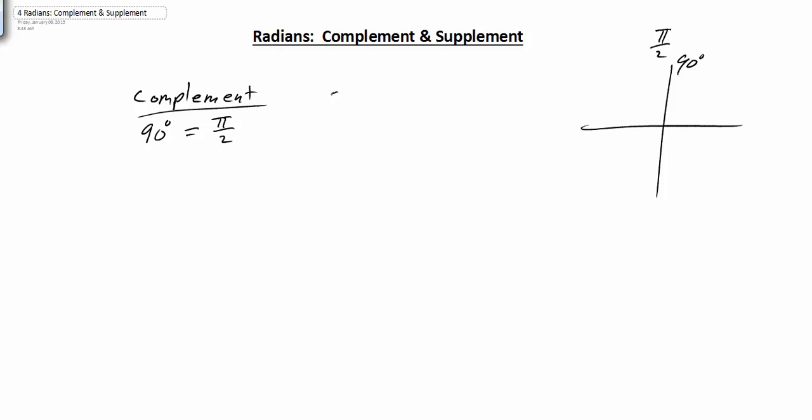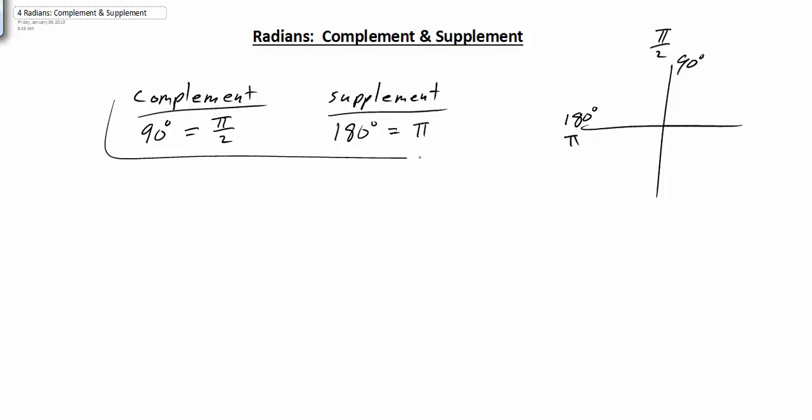And when we're looking for the supplementary angles, or the supplement, we want to know what are the two angles that add up to 180 degrees. So if 180 degrees is all the way over here, we know that's the same thing as pi in terms of radians. So we're going to do exactly the same thing we did before with degrees, but now we're going to use radians.